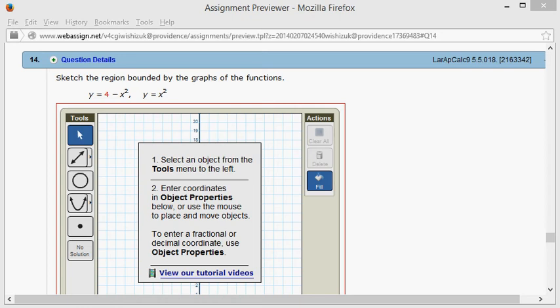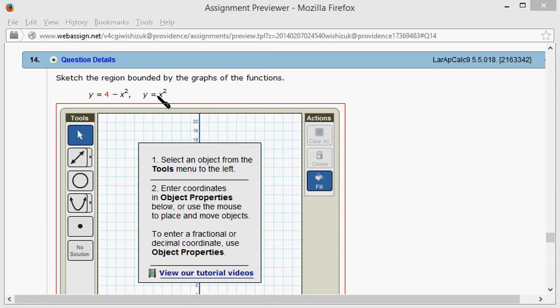Alright, let's look at the homework 5.4, 5.5, problem number 14. We want to sketch the region bounded by these two curves. So let's do the easy one, x squared.